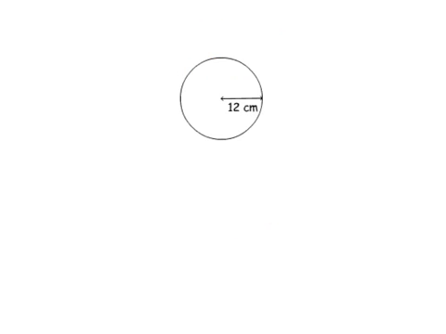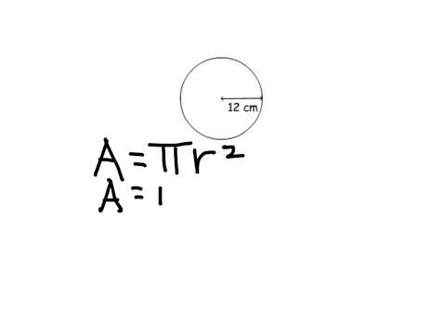All right, so let's begin. For our first example, we have this circle, and let's calculate the area. Let's start with our formula. Pi times radius squared. What is the radius of this circle? That's right, it's 12. So 12 centimeters. So we'll leave pi alone, and we'll replace r with 12 centimeters.